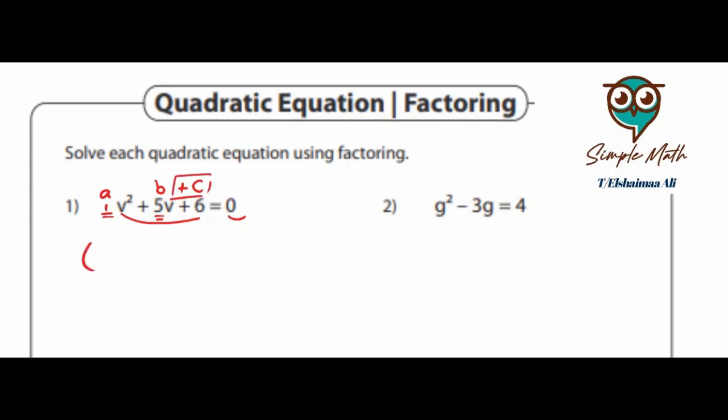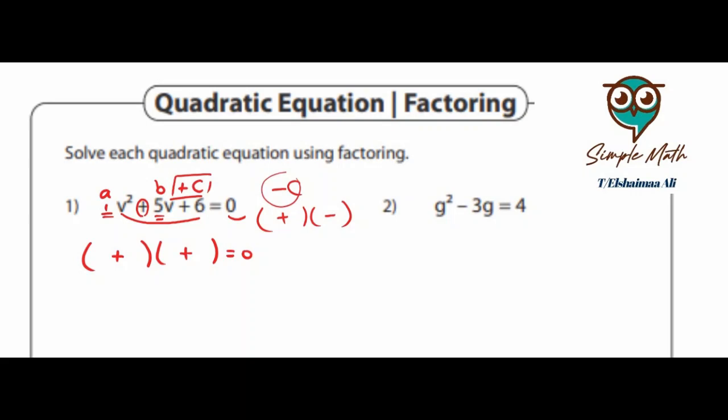It means that we will open two brackets to factor this expression. We need to open two brackets because we have positive c. It means that the sign of both brackets will be like the sign of the middle term. The middle term here is positive, so both brackets are positive. But if we have negative c, it means that one bracket will be positive and another bracket will be negative. Here we have positive c, so both brackets will be like the sign of the middle term. So all of this is equal to 0.